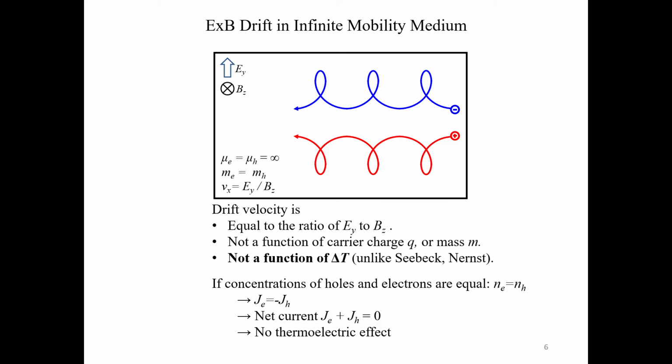In real semiconductors, electrons and holes have finite and different mobilities, as well as different other transport properties such as concentration and effective masses. These differences make the E-B thermoelectric effect possible.